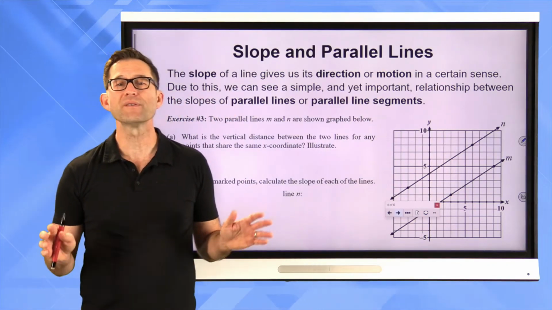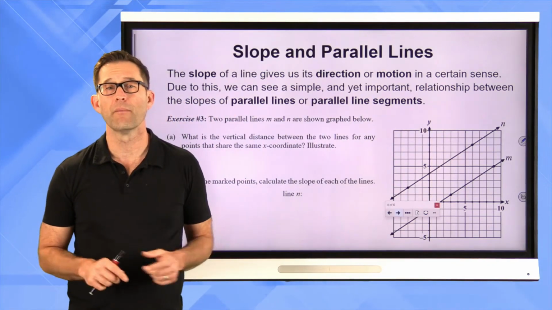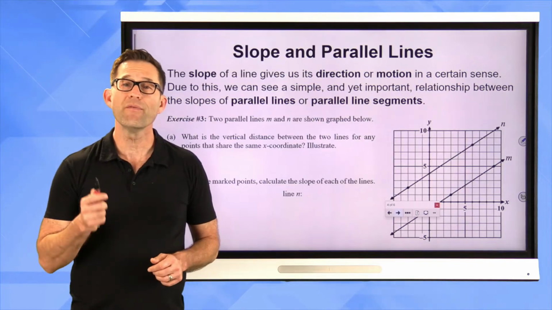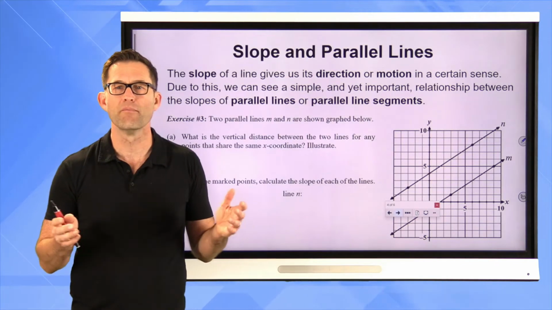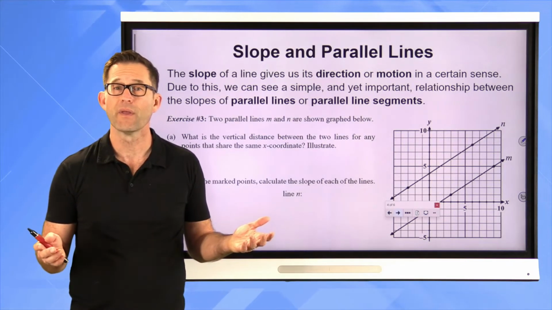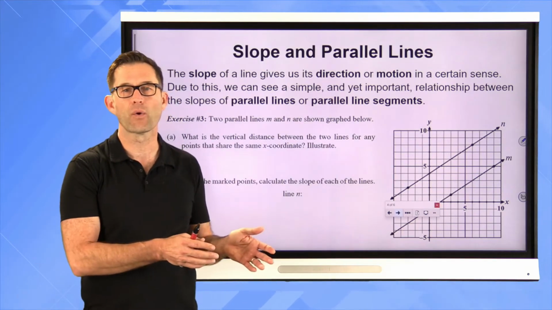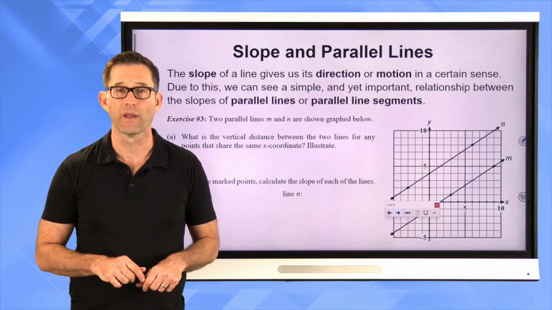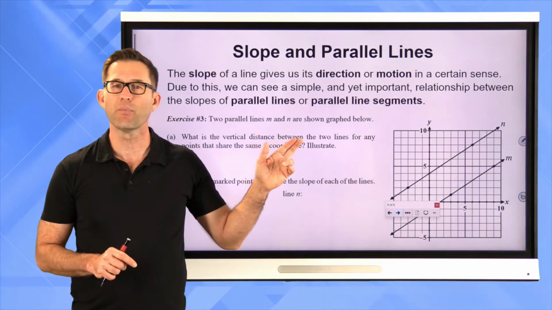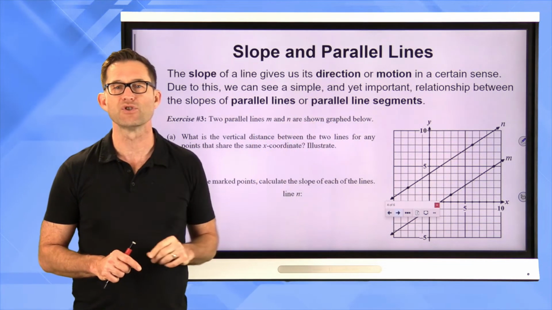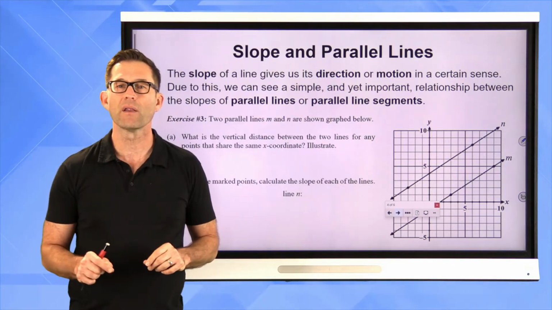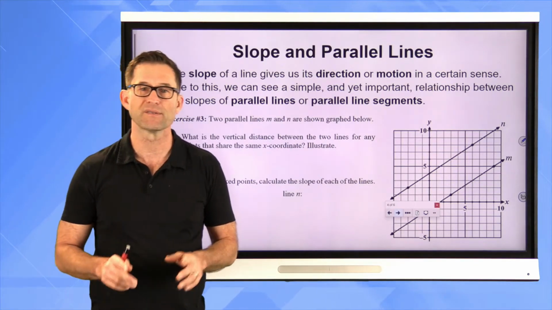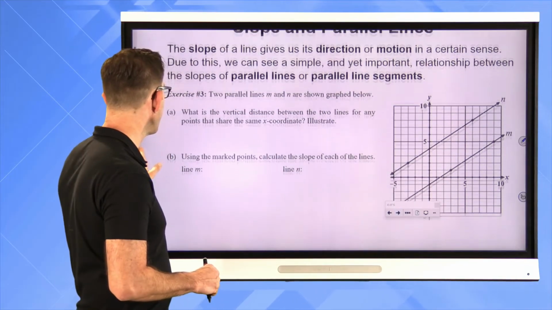Now, slope is amazingly important when we talk about parallel lines. The slope of a line gives us its direction or motion in a certain sense, right? Because it's telling us how much the y-coordinate will change for a given amount of change in the x-coordinate. Due to this, we can see a simple and yet important relationship between the slopes of parallel lines or parallel line segments. So let's explore that in exercise number 3.